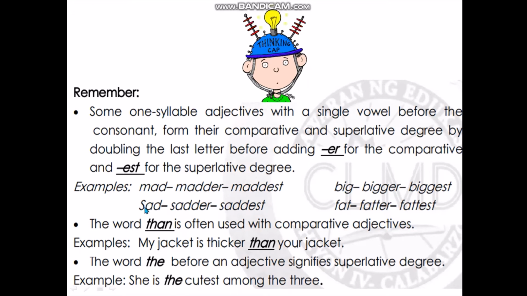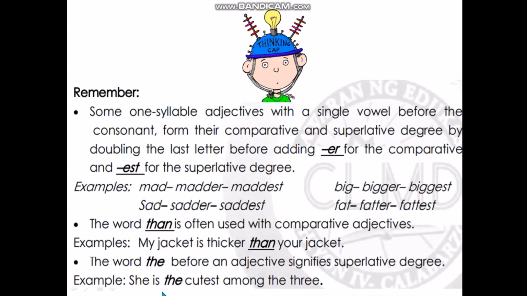Another one, sad, and then sadder for the comparative, and then saddest for the superlative. Next, we have big, and then bigger, biggest. Okay, fat, fatter, fattest. Next, the word the before an adjective signifies superlative degree.